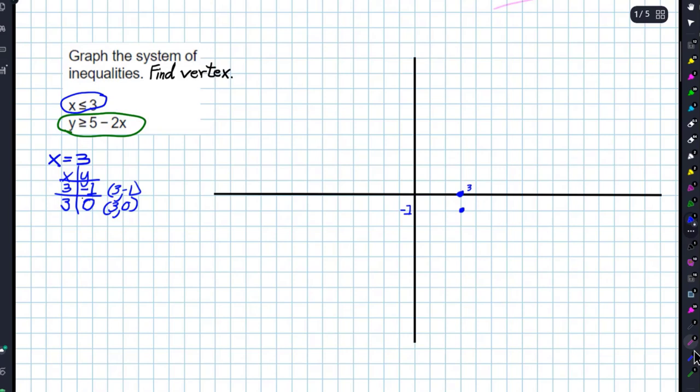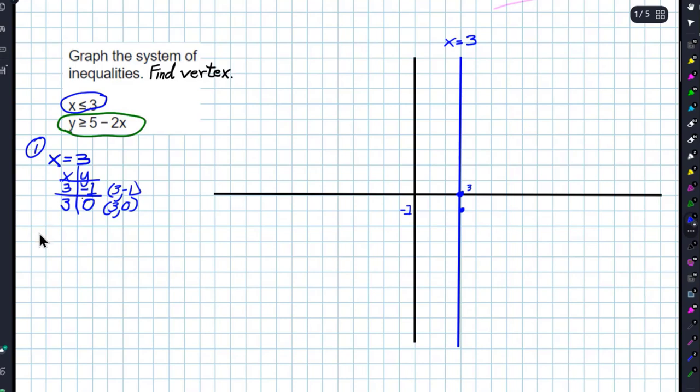So once again, I have a vertical line, and this is the vertical line. Something I forgot to do before, it's always a good idea when you're doing this on your paper to go ahead and write the name of the line you're dealing with. So that was step one.